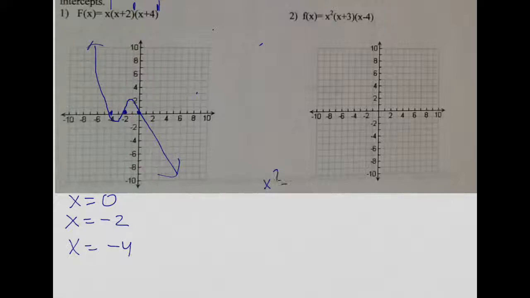Alright, next one here, we have some zeros. So for x squared, our 0 is 0. For the next one, it's going to be negative 3. And then for the last one, it's going to be positive 4.